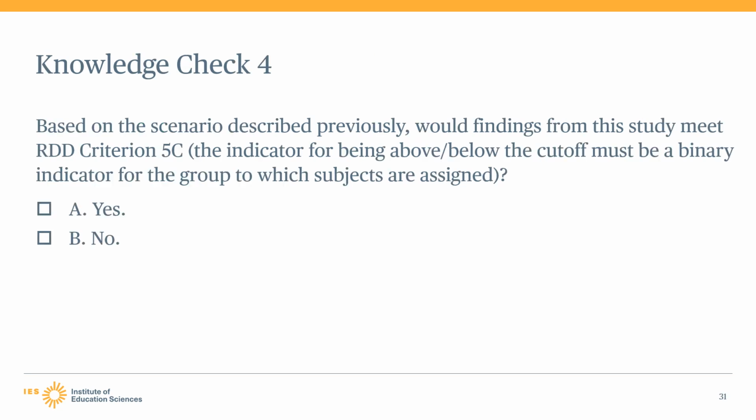Knowledge check 4. Based on the scenario described on the previous slides, would findings from the study meet RDD Criterion 5C? Namely, does the model include an indicator for being above or below the cutoff that is a binary indicator for the groups to which subjects are assigned? Your response options are A, yes, or B, no. You may want to pause the video while you think about your answer.